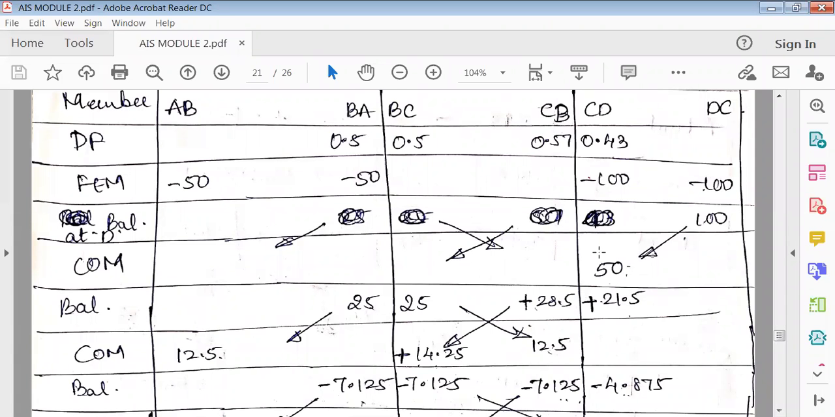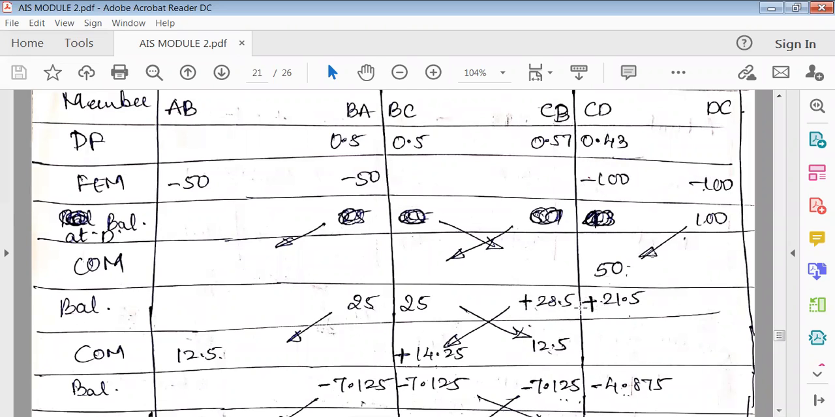When we are balancing this, you have to take the complete fixed end moments at this joint, complete joint C. So in joint C, check this. This is minus 100, and this is plus 50. So minus 100 plus 50 is minus 50. Because it is minus 50 here, change the sign, so it becomes plus. So plus 50 into 0.57 and into 0.43.